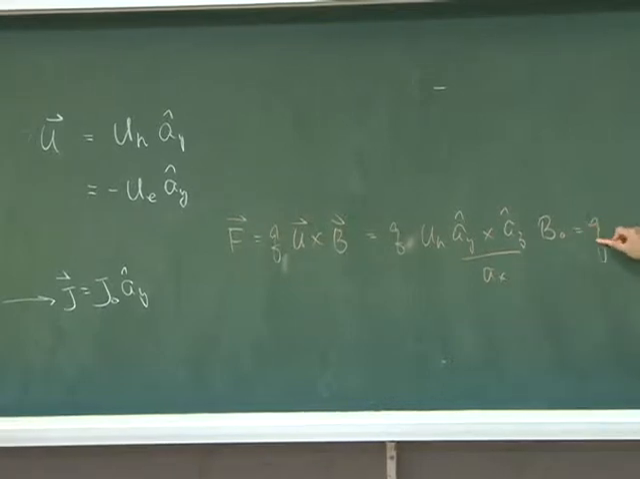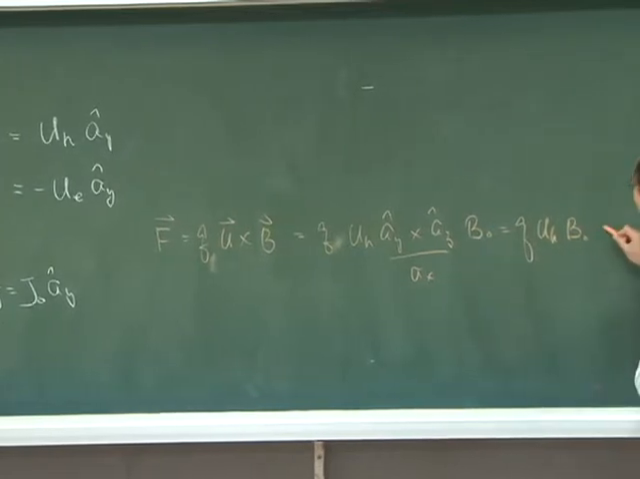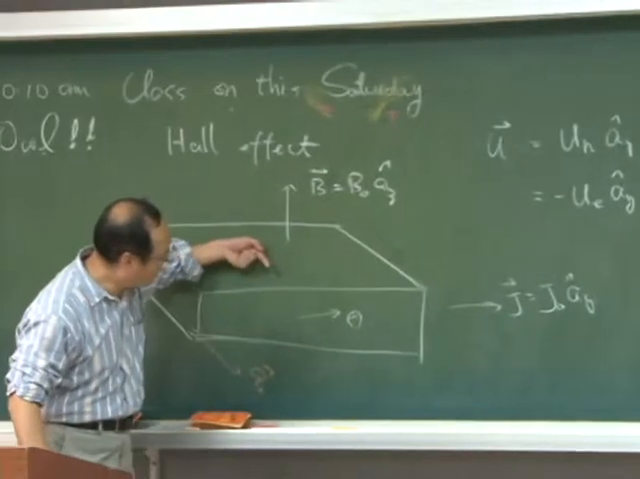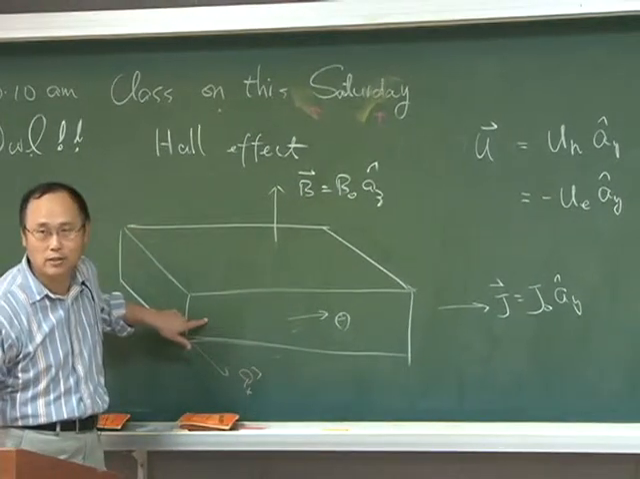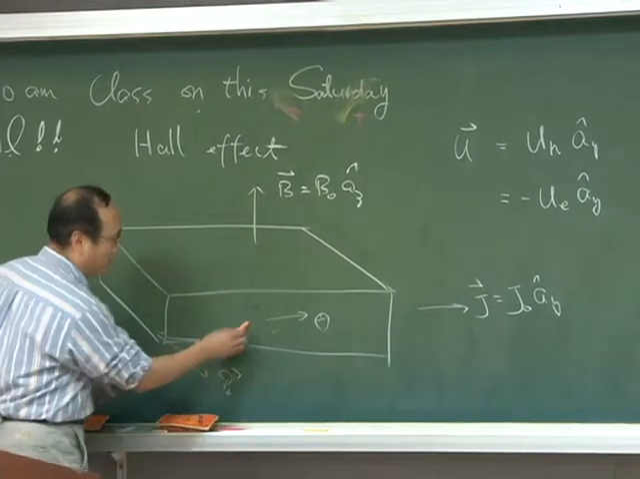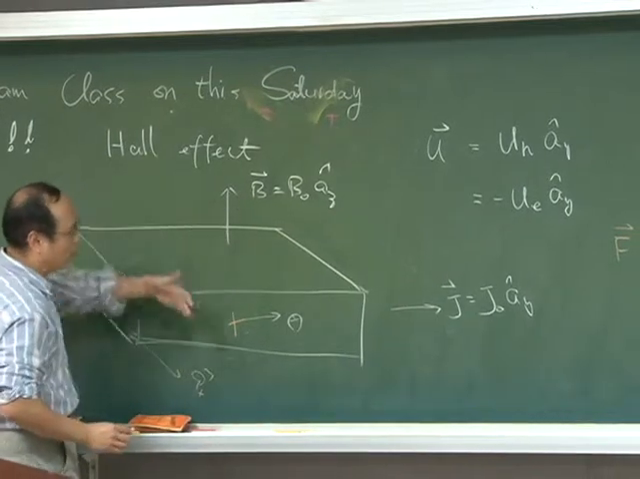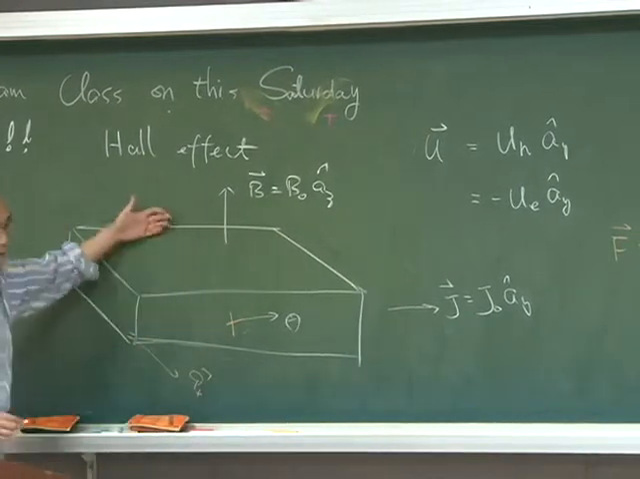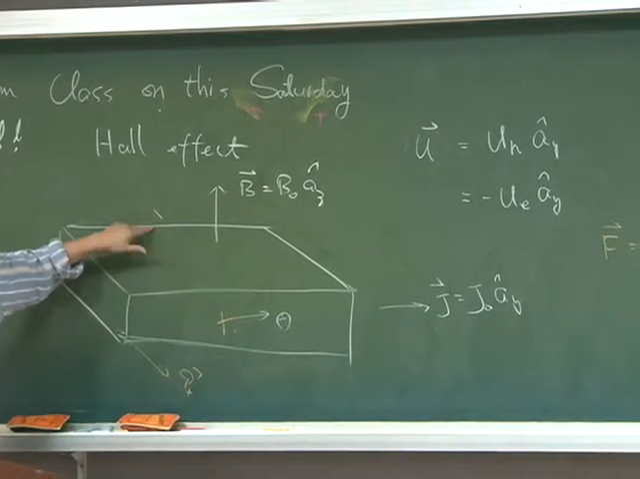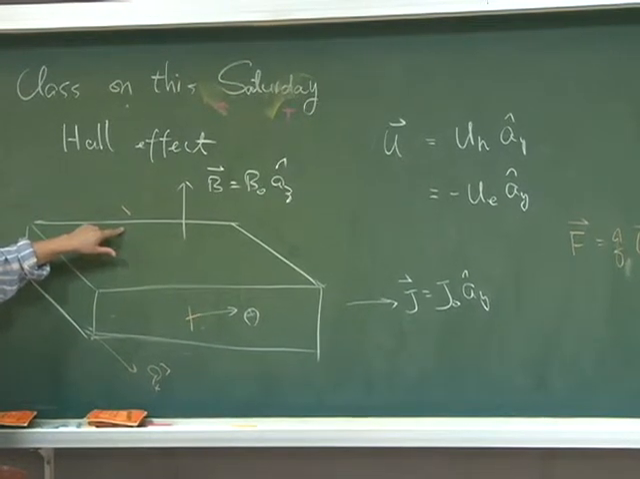So this means that you are going to have a force along x direction. This charge is going to be pushed along x direction if this is a hole charge. So you're going to have more positive potential on this side than this side. You will have an induced voltage, and this is more positive than the electric potential on this side.